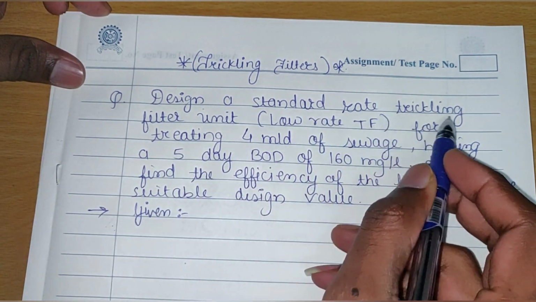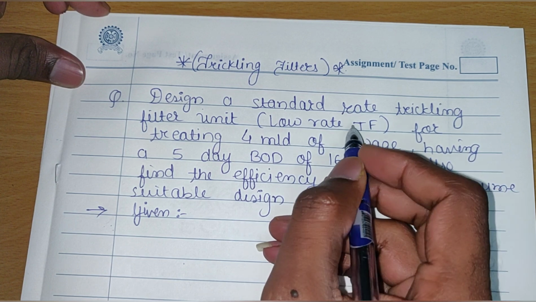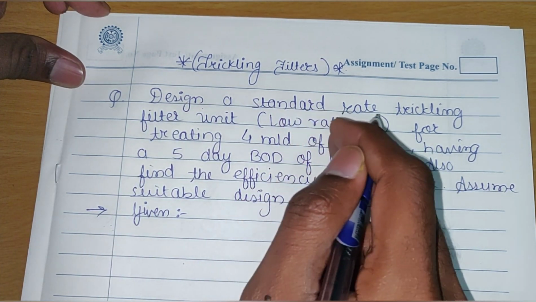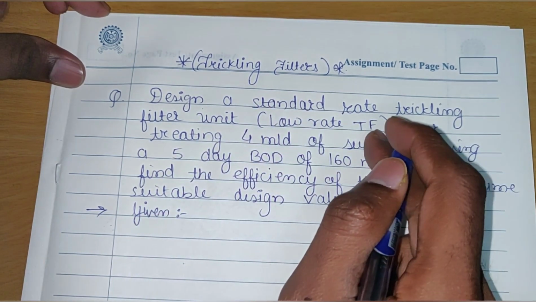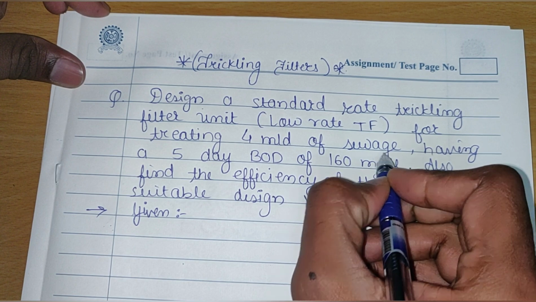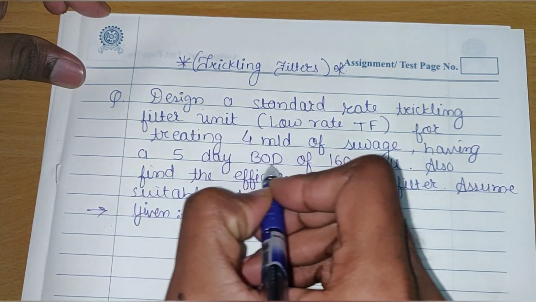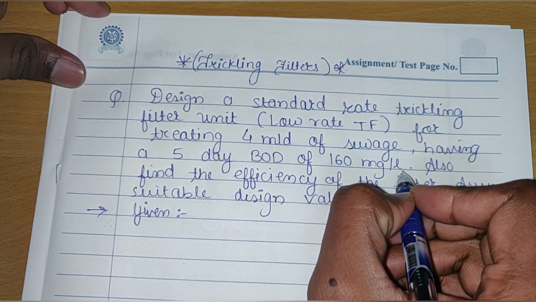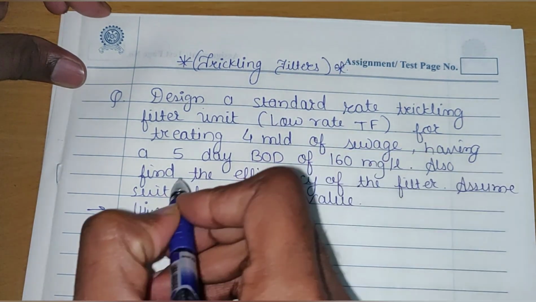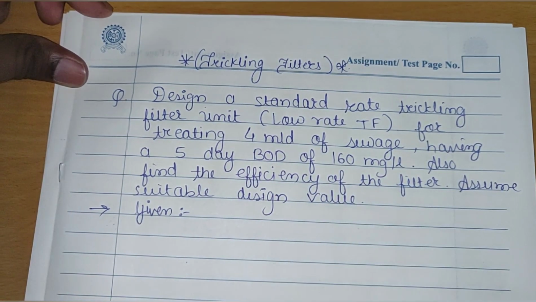Design a standard rate trickling filter, also known as a low rate trickling filter. In some numericals, the question is asked like: design a low rate trickling filter for treating 4 MLD of sewage. The quantity of wastewater is given, having a 5-day BOD of 160 milligram per liter. Influent BOD is 160 milligram per liter. Also find the efficiency of the filter. Assume suitable design values. Okay, so let's start.